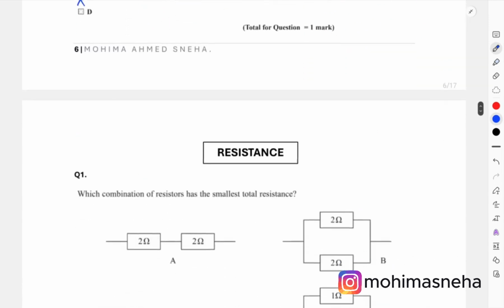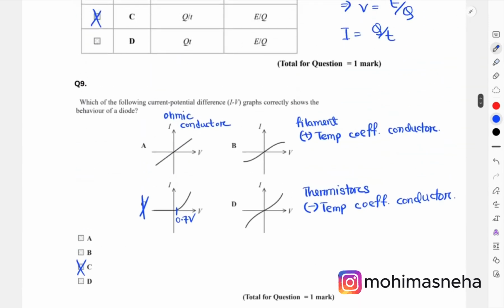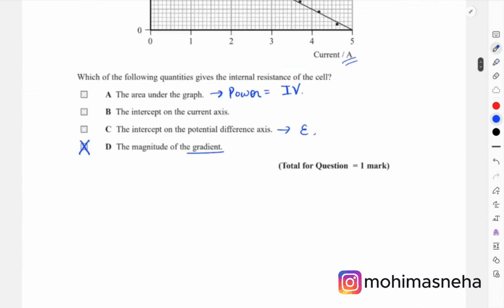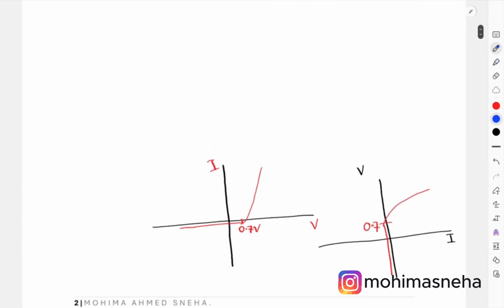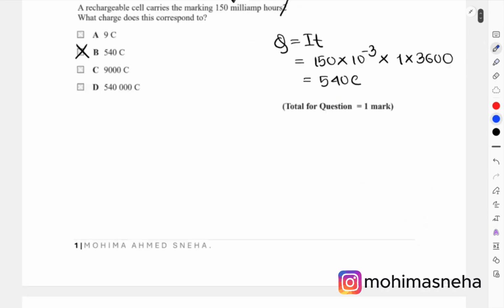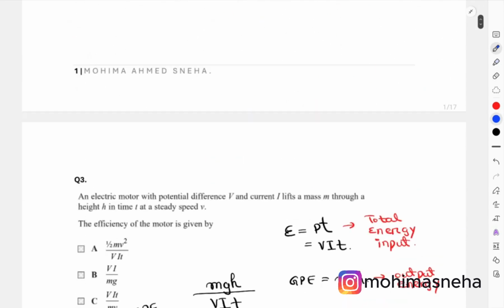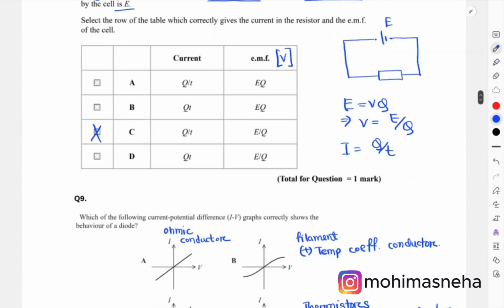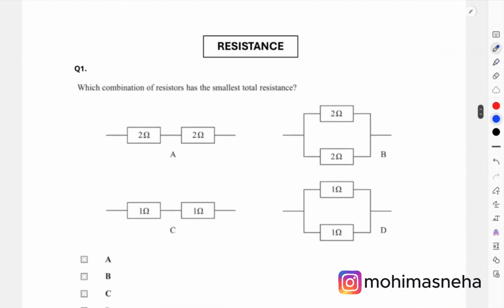Okay, so this was it for the current electricity MCQs. If you have any problem with these MCQs, please don't hesitate to communicate with me. So yeah, thank you. We're going to move on to the next part, which is resistors. This is for resistance, and also a part for combination questions from series circuits and parallel circuits.